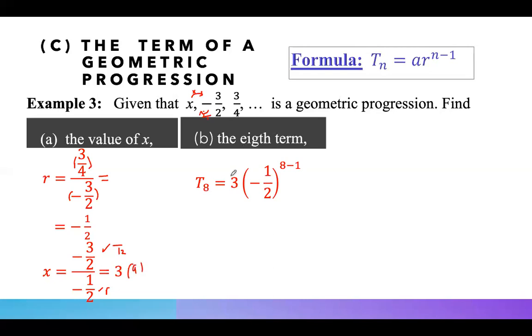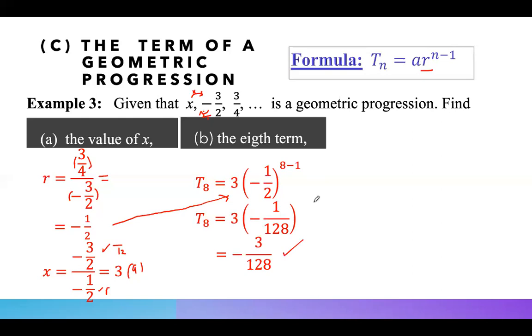So you substitute in 3, and then our r is negative half, and then n is 8, so 8 minus 1. So you use your calculator again, okay? So if you use the calculator straight away, you should get negative 3 over 128. All right, so this is how you find the first term and the eighth term.